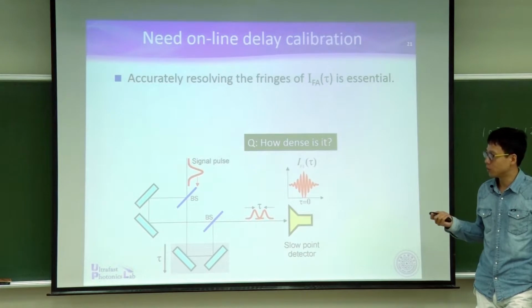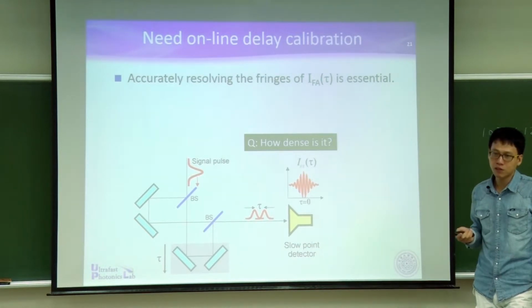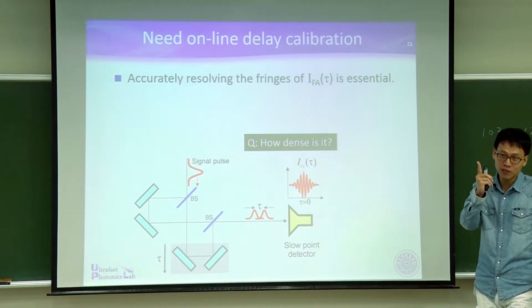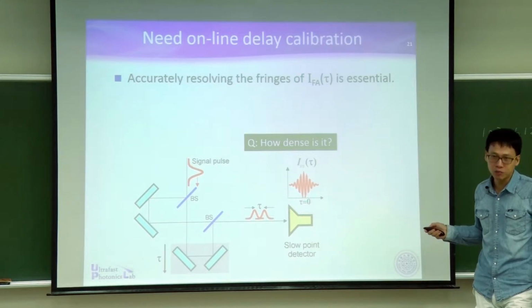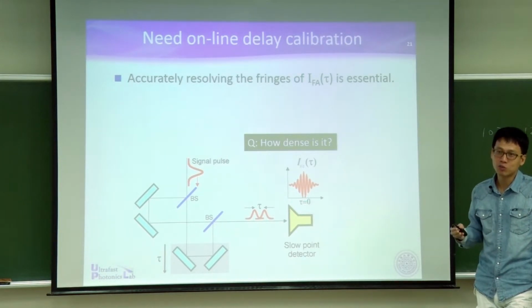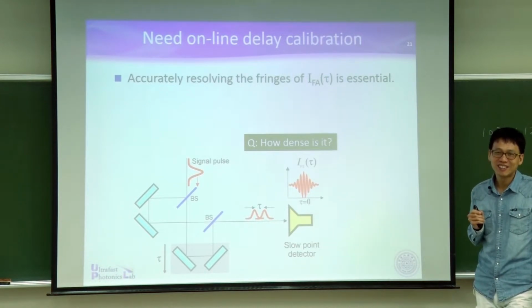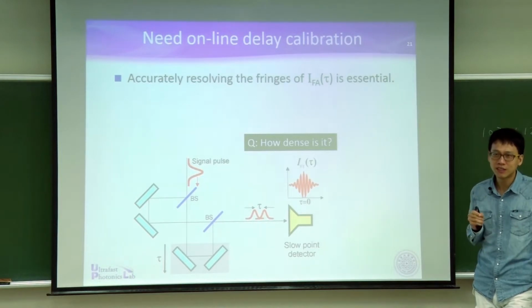So for example, if you use helium neon laser, the peak-to-peak spacing is about 2 femtoseconds. And you need at least 2 points for 1 cycle, right? So that means your delay increment at least has to be 1 femtosecond or even smaller. Okay? For each 1 femtosecond, you need to take 1 data point.